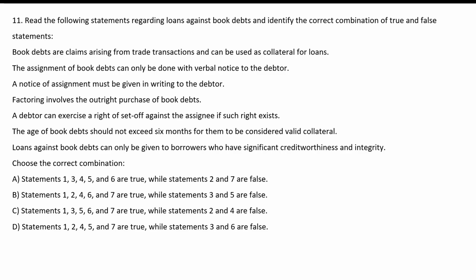Read the following statements regarding loans against book debts and identify the correct combination of true and false statements. Book debts are claims arising from trade transactions and can be used for collateral for loans. So this statement is true. The assignment of book debt can only be done with verbal notice to debtor. No. Written notice should be provided, not verbal. So this is false. A notice of assignment must be given in writing to the debtor. This is true.